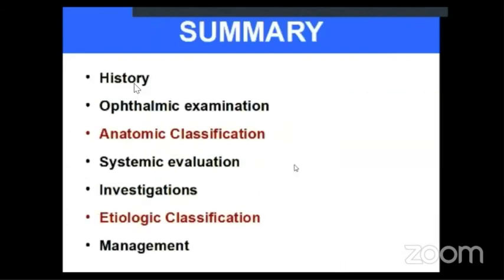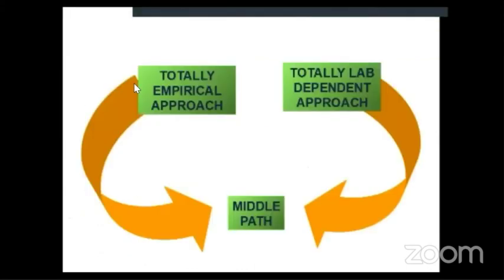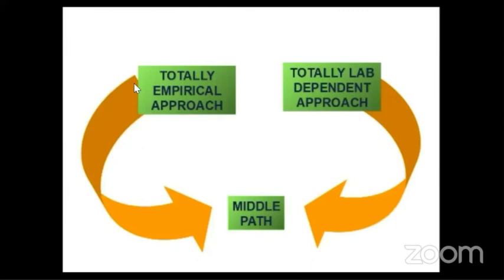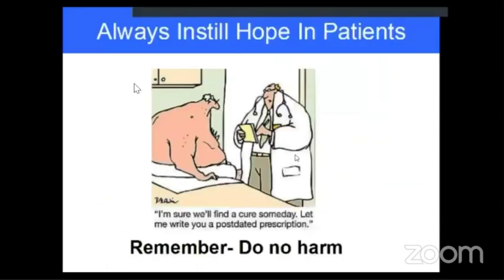In summary: history, ophthalmic examination, anatomic classification, systemic evaluation, investigation, etiologic classification, and management. I'm not going into details of management. That's a different talk in its own. So it's very important to know that a totally empirical approach is not to be taken in all cases. A totally lab-dependent approach is not to be taken in all cases. We have to follow a middle path in our country because of the economics involved. Most importantly, always instill hope in patients and remember, do no harm.